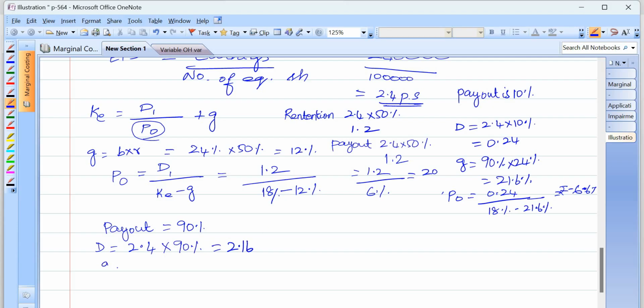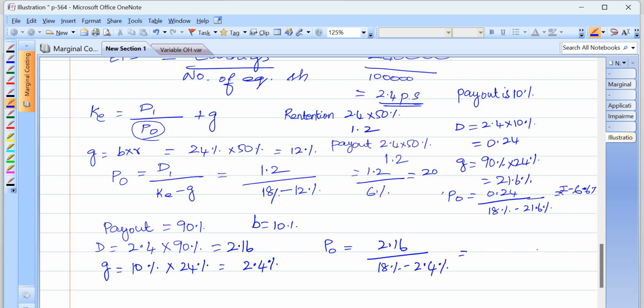So what will be my growth here? That is B. B is 10 percentage. So balance 10 percentage is B into my R is 24 percentage. So again here 2.4. Growth will be 2.4 percentage. So I'm going to calculate price of my equity share. That is D 2.16 divided by my cost of equity, that is KE 18 percentage minus my G 2.4 percentage.